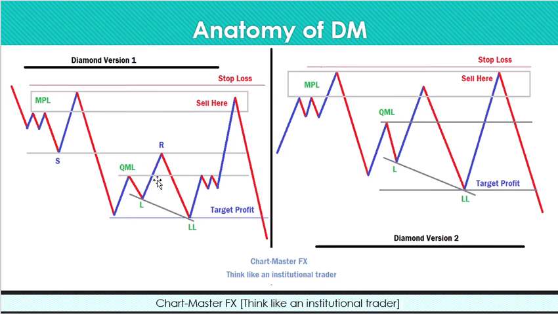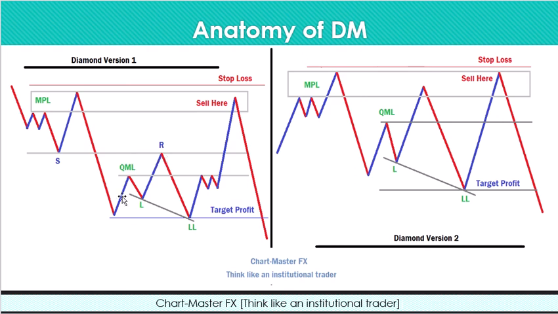But also in another version, you will see on the charts that this QM level may be the one that is aligned with the flippy area, and this head may be high, maybe around here, but not reaching the MPL. So that also is qualified as a version of diamond. It's one of the versions of the diamond. It falls under version number 1 of the diamond.